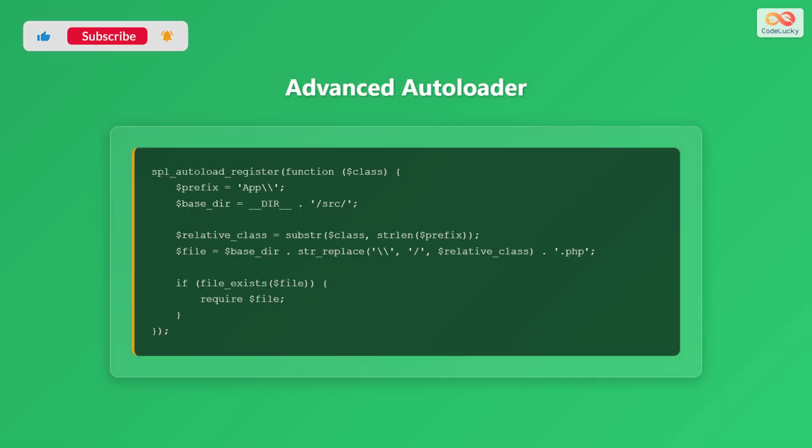Here's how to implement an advanced autoloader that supports namespaces. We again use spl_autoload_register with a function. Inside this function, first we define the prefix as App\. Then we specify the base directory, which is __DIR__ . '/src/'. We calculate the relative class name by removing the prefix from the beginning of the fully qualified class name using the substr function. Then we construct the file path by replacing the backslashes in the relative class name with forward slashes and appending .php. Finally, if the file exists, we include it using require.